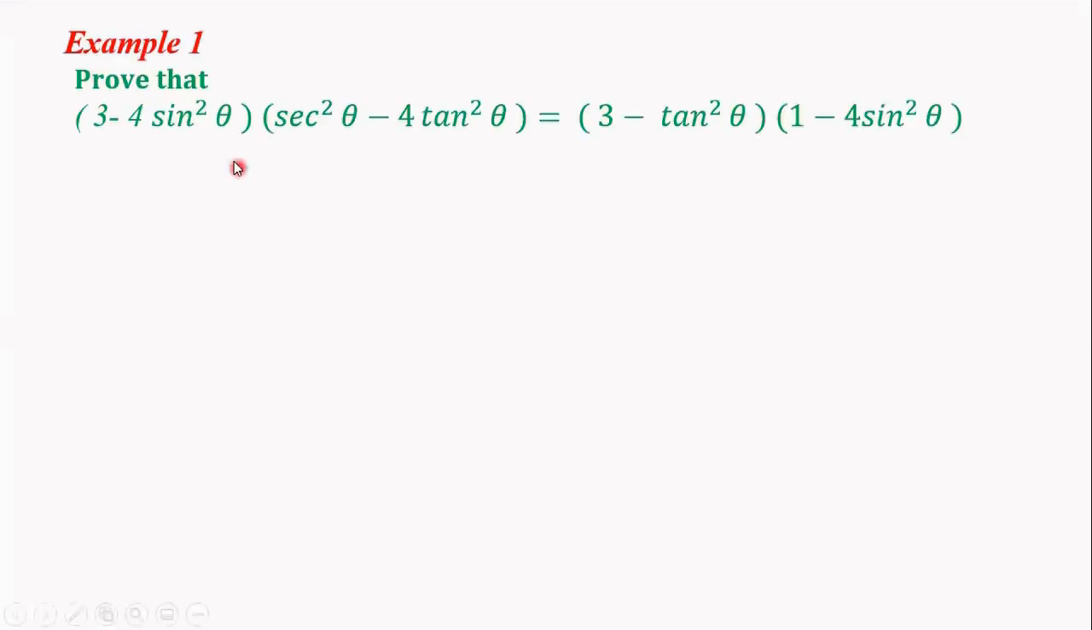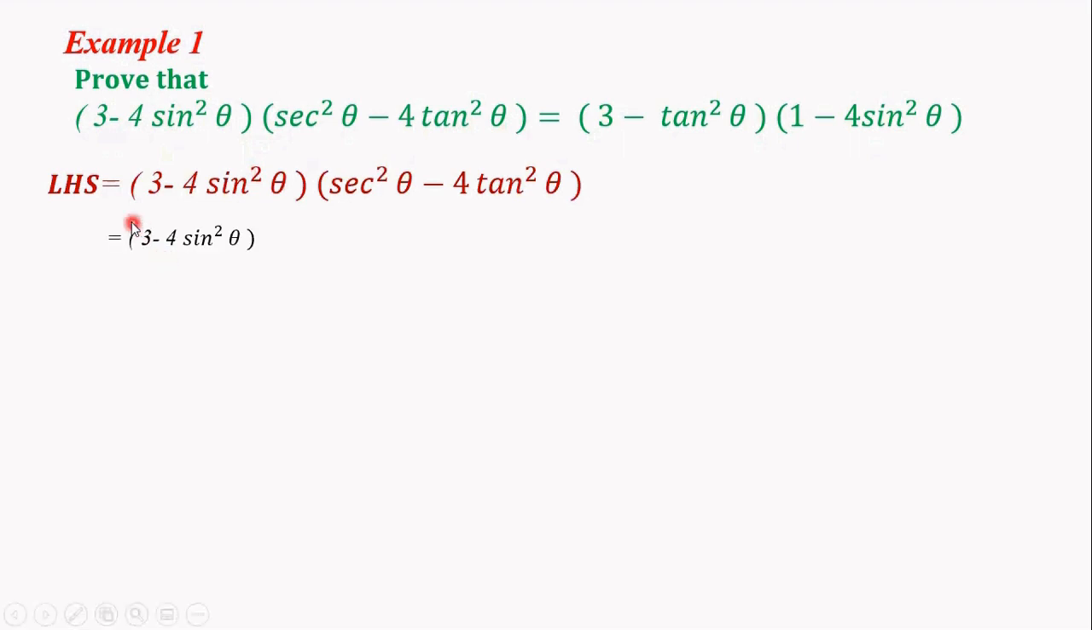Example 1. Prove that (3 minus 4 sine square theta)(sec square theta minus 4 tan square theta) equals (3 minus tan square theta)(1 minus 4 sine square theta). We are going to prove this identity starting from the left hand side. This is the left hand side part.